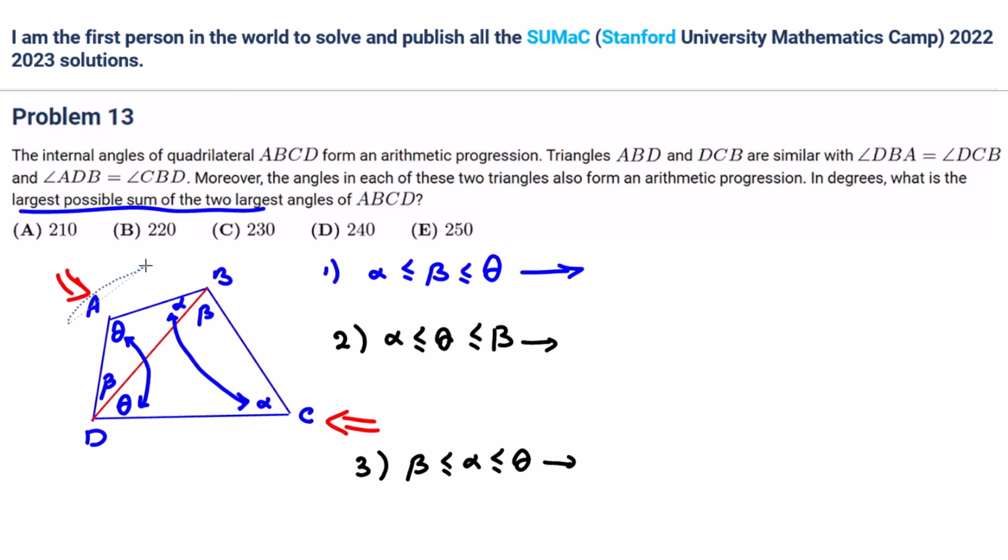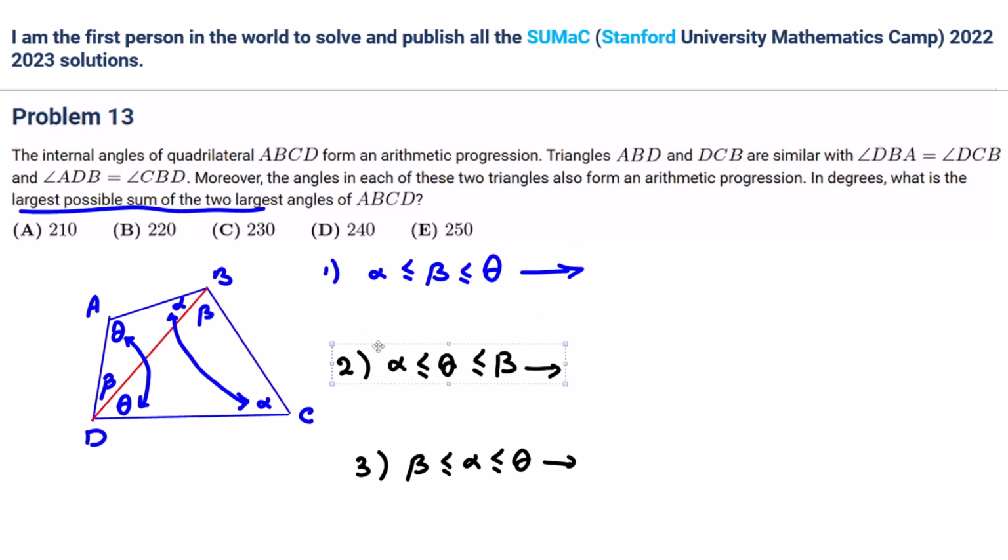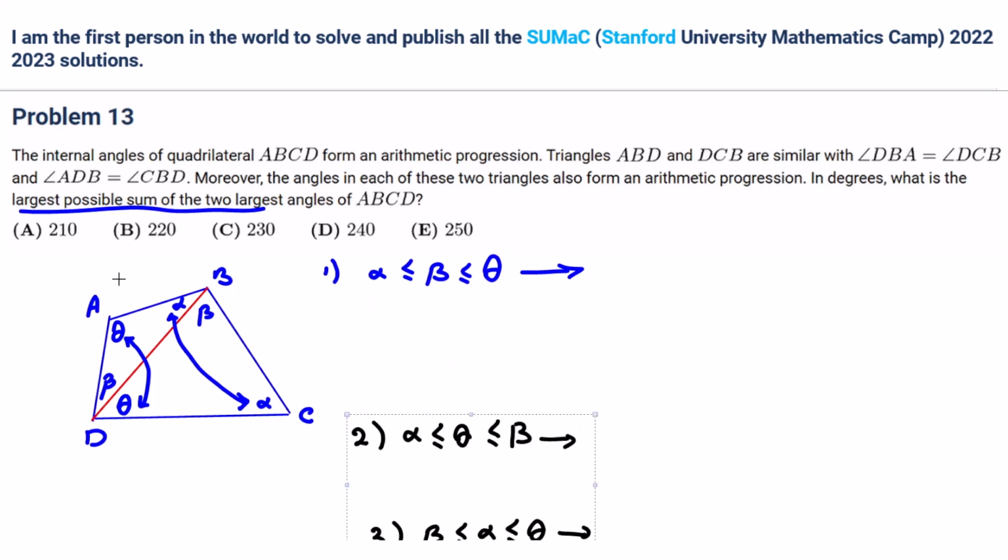For the first case, let's copy like this, and let me erase this. It's this one. Let's check this one.